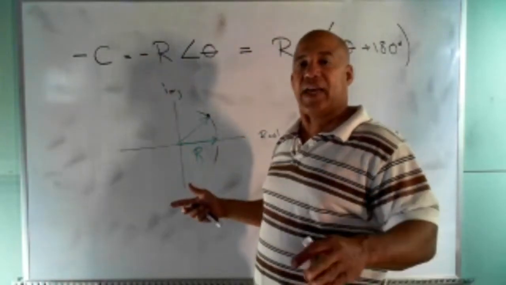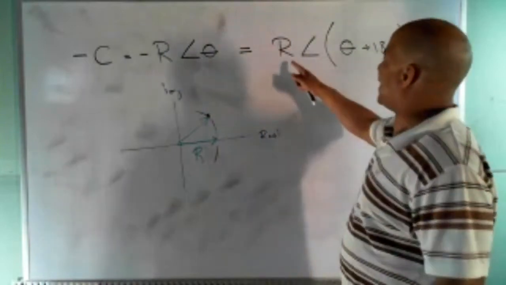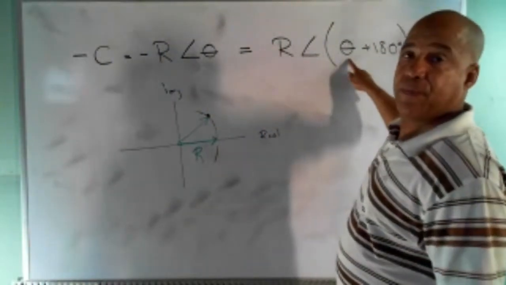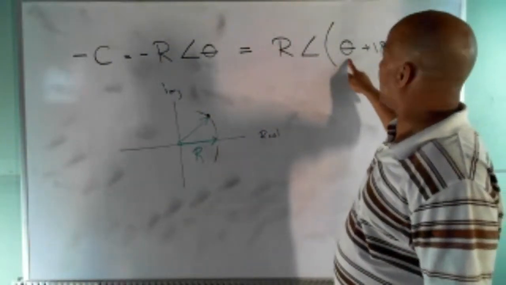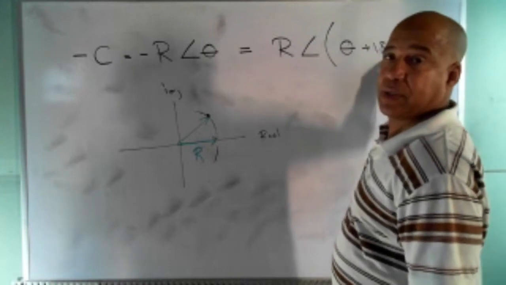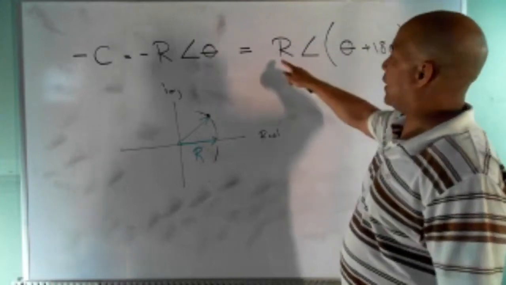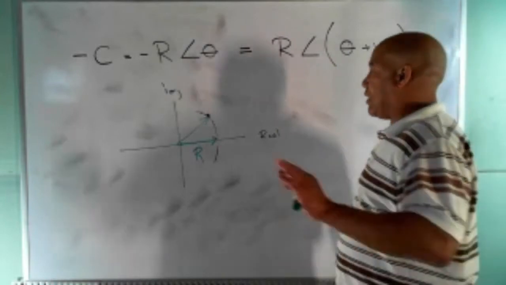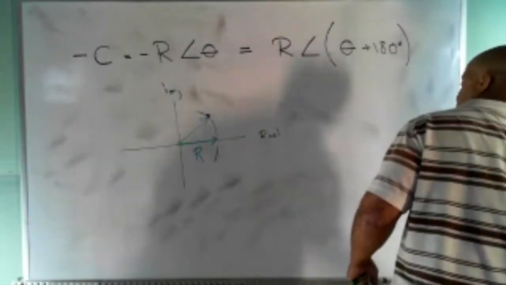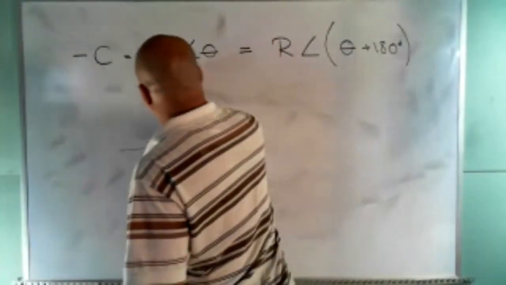So how do you fix that? Well, this says to take the angle theta and add 180 to it. And then you can get rid of the negative sign. So let me show you why that works. Here's why it works.